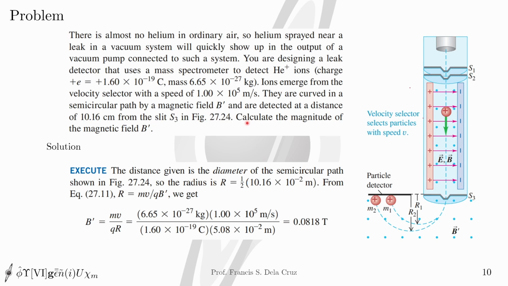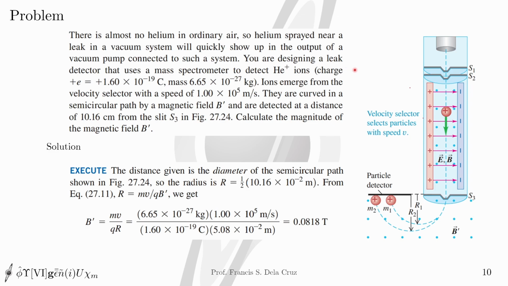They are curved in a semicircular path by a magnetic field B prime, and are detected at a distance of 10.6 centimeters from the slit S3, as you can see in this figure. Calculate the magnitude of the magnetic field B prime. So we have two magnetic fields here. The first one is the magnetic field inside the chamber, and the second one is the outside magnetic field that would make the helium ions curve.